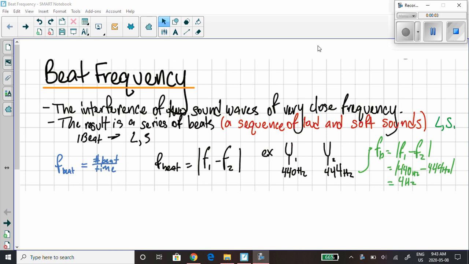Okay, kids, we're back and we're moving on to section 7.9 in the textbook. It's all about beat frequency. It's a really neat phenomenon.